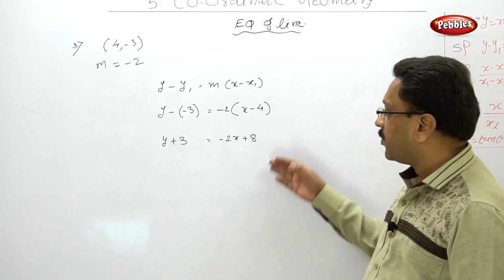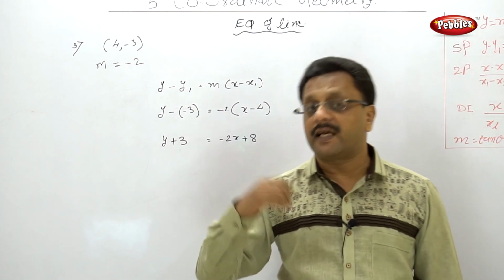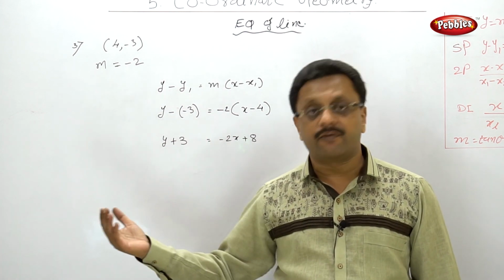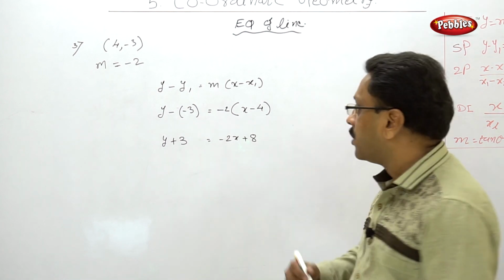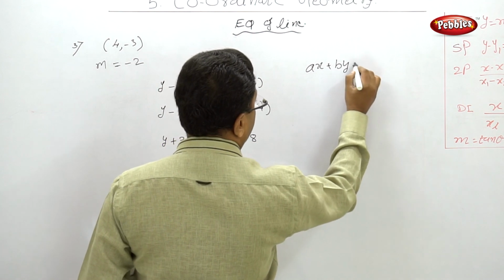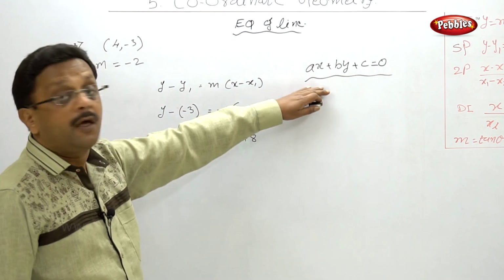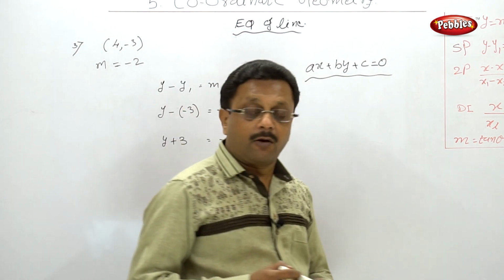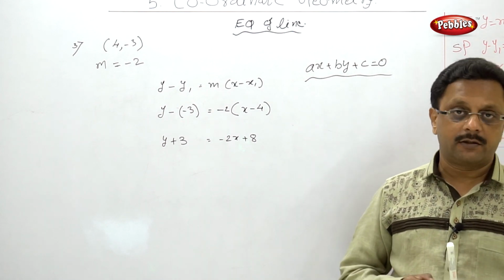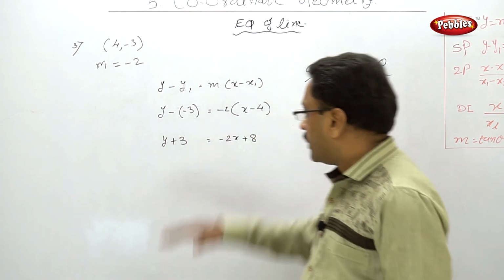Now don't stop here. We will further simplify this and equate to 0, because linear equations are generally like that: ax plus by plus c equal to 0. That is the linear equation. So you have to always simplify the equation of a line in the format of ax plus by plus c equal to 0, because this is the standard form of a linear equation in two variables, which is nothing but the equation of a line. So let us simplify this further.